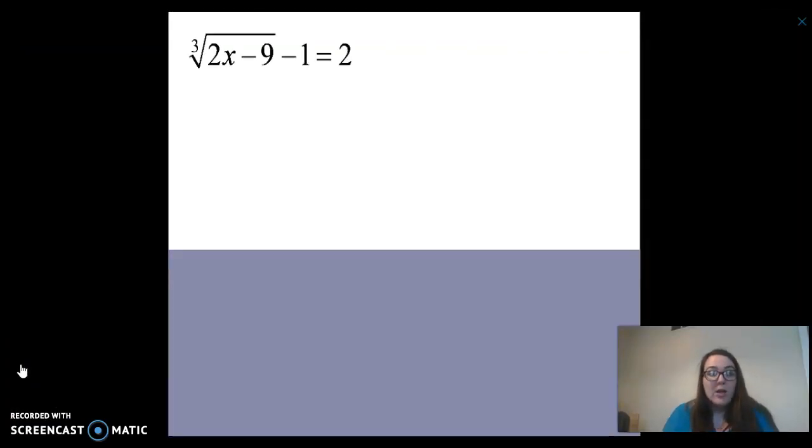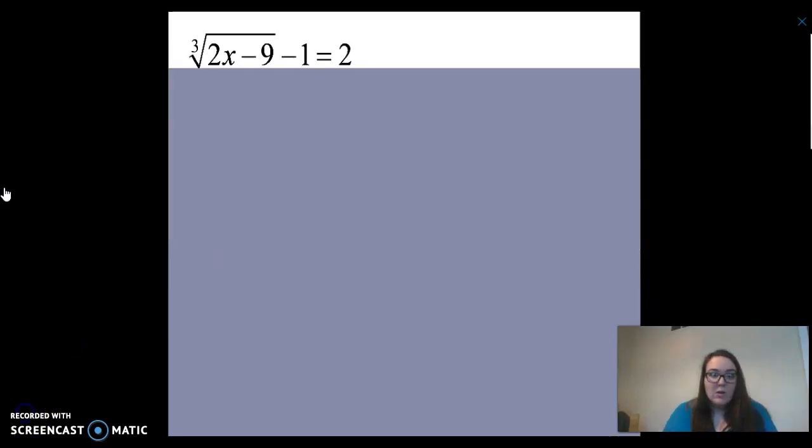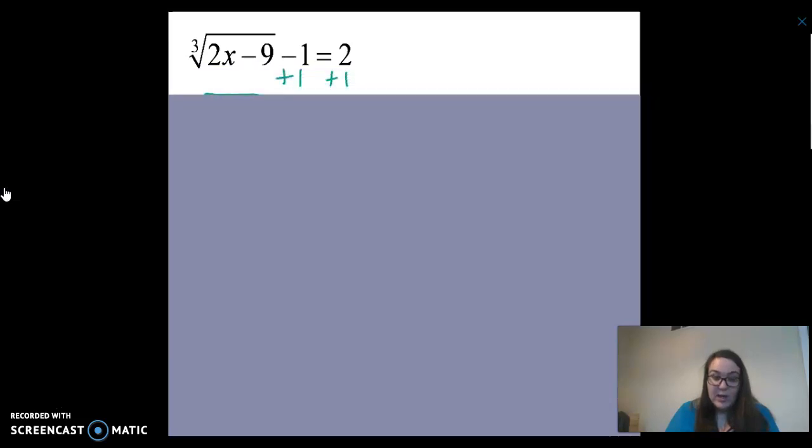Alright, so here's a second question here. It's very similar. The only difference is a cube root. I want you to pause it here and give it a go. Opposite of square root is squaring, so opposite of cube root would obviously mean that you want to cube both sides. Alright, so first, to isolate your radical symbol, you do want to add the 1 over.